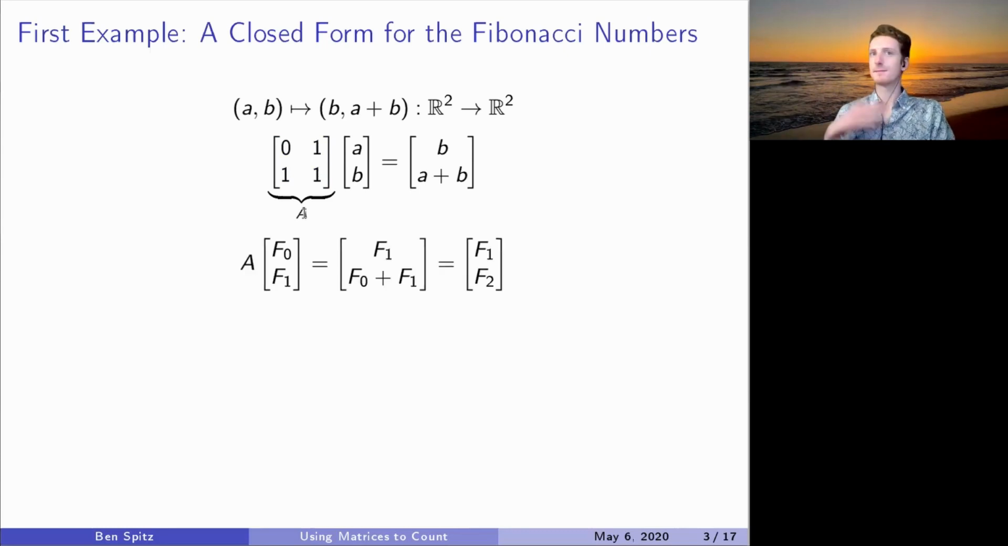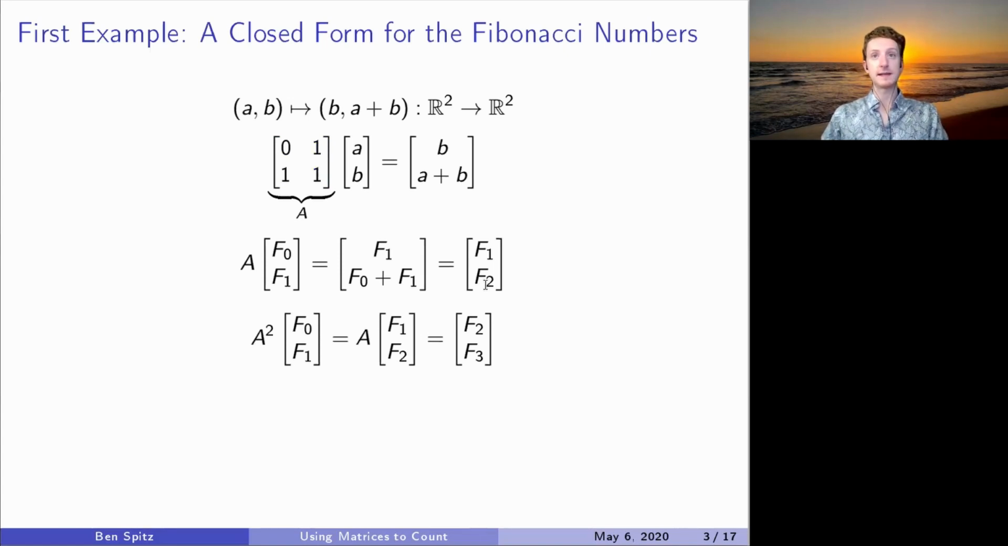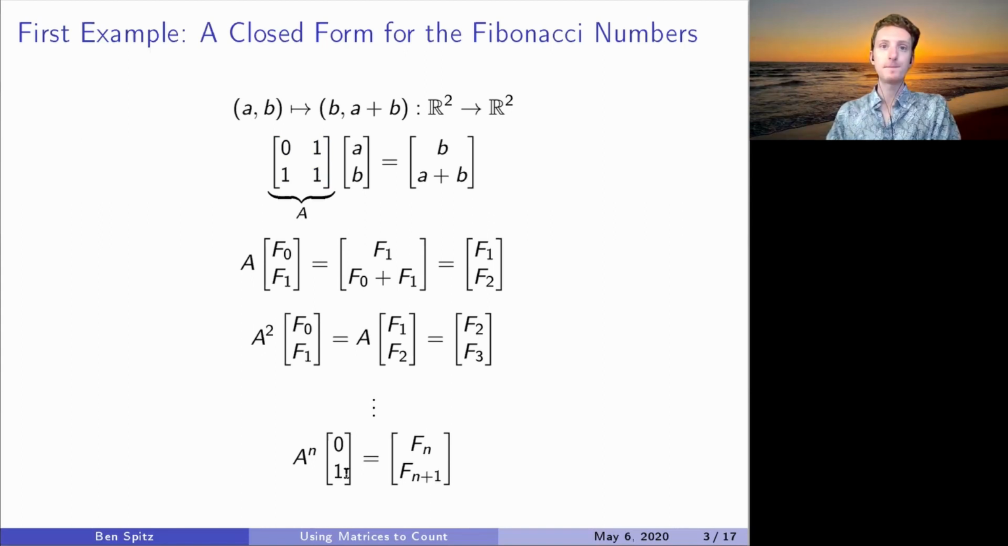Just to make it clear, if I apply this matrix A to (F0, F1), the first 2 Fibonacci numbers, I'm going to get the next 2 Fibonacci numbers, F1 and F2, incrementing them both by 1. And if I apply it twice, that's the same as applying A to the output of the previous thing, and that'll be (F2, F3). I could apply it again and again. So if I apply A n times to our initial starting point of F0 equals 0 and F1 equals 1, I'm going to get Fn and F_{n+1}, those 2.